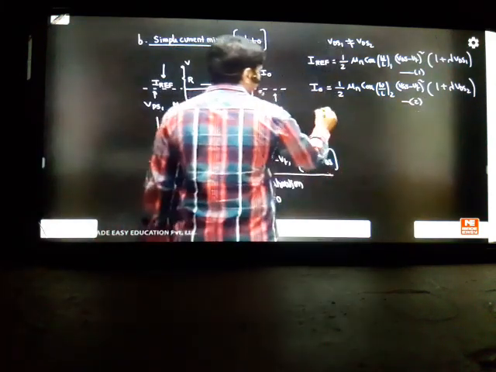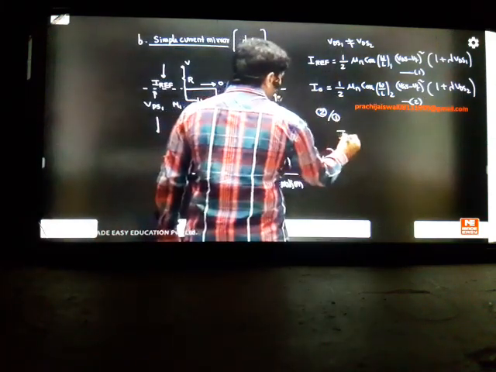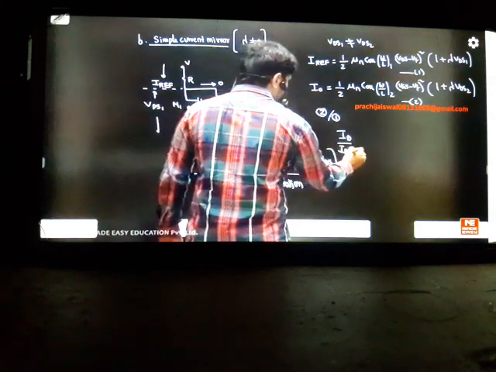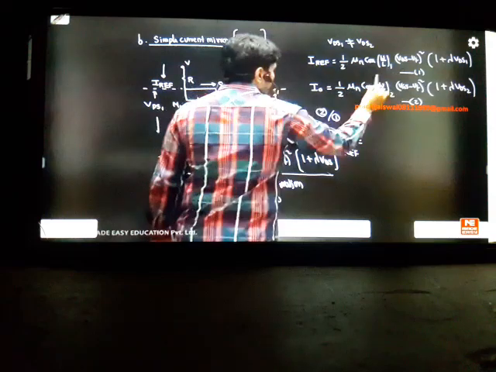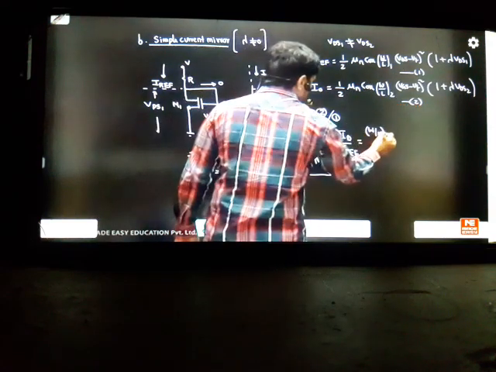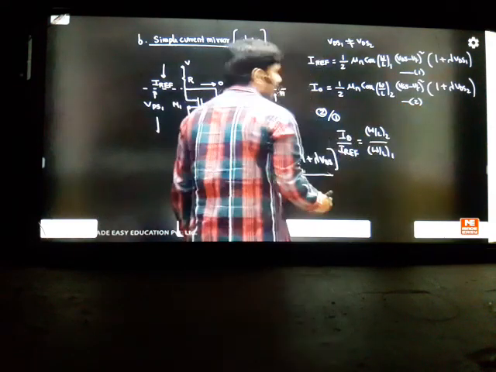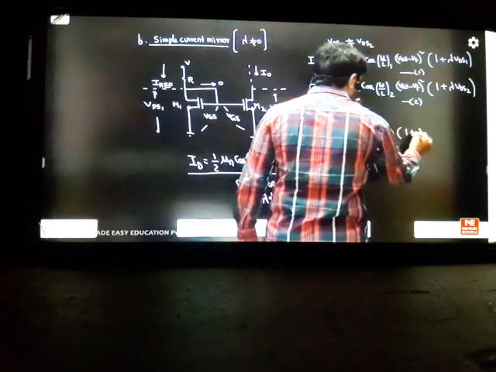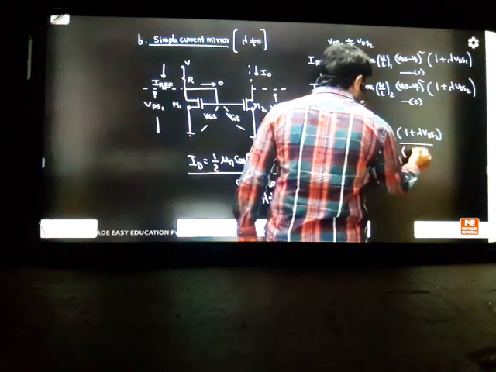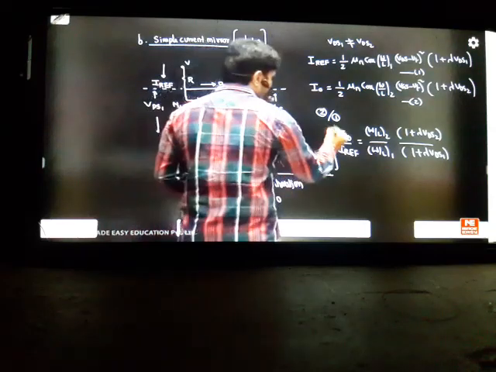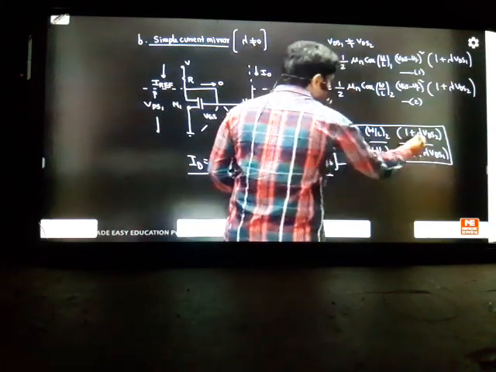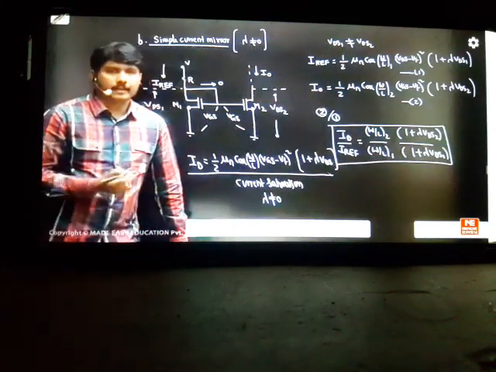So if I ask you what is the current transfer ratio, I0 by I reference, if I take it, what is the answer? This total part, this part is cancelled. So you will get W by L2 by W by L1, like the previous case. But not only that, here this quantity is not cancelled: 1 plus lambda into VDS2 by 1 plus lambda into VDS1. So have you seen the story now? Your current transfer ratio is not only coming from W by L ratio, you are getting the lambda effect also.